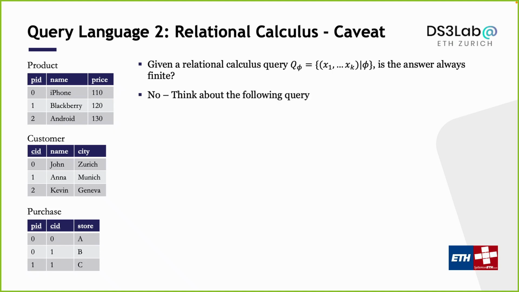So think about the following query. My logical formula is very simple. I want the product, PID, name, and price, but I want things that are not in that relation. Okay? It's a very simple query.